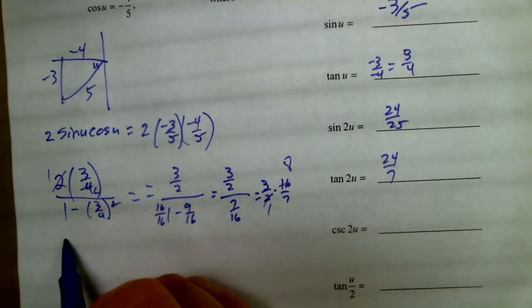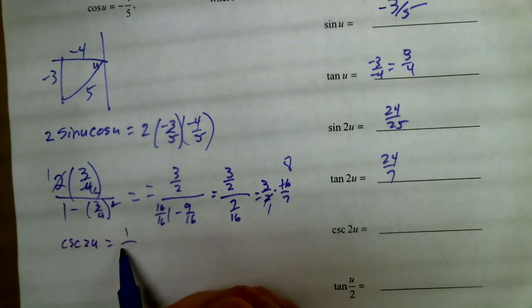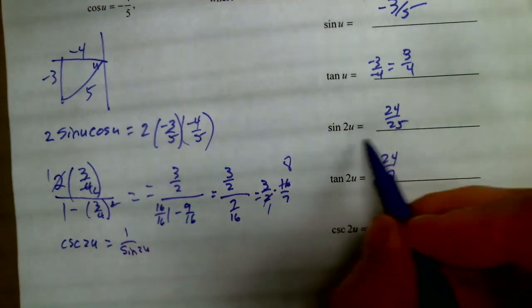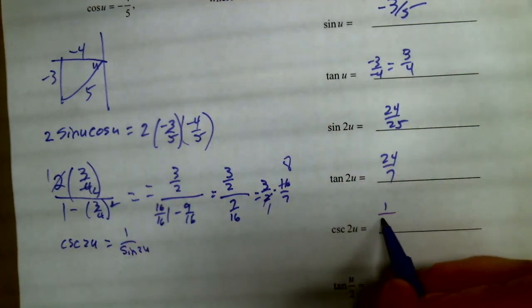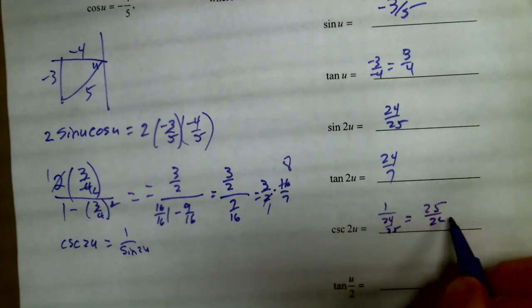The cosecant of 2u, we don't have a formula for that, but I do know that the cosecant of 2u is the same as 1 over the sine of 2u, and we have that, so 1 over 24/25, or 25/24.